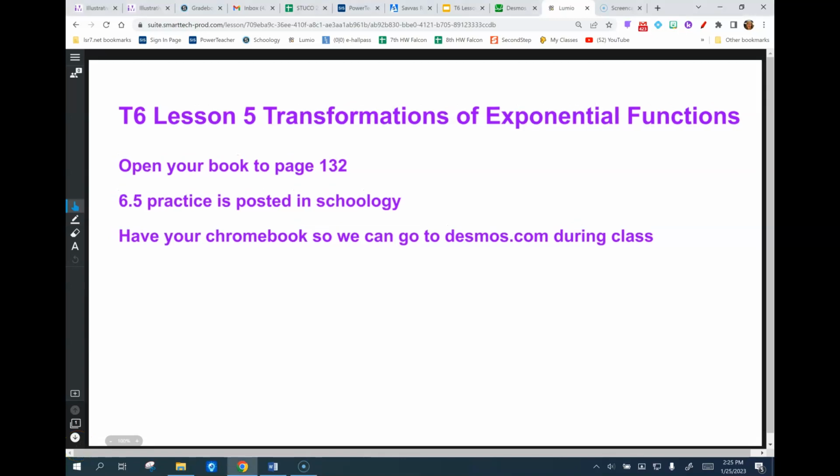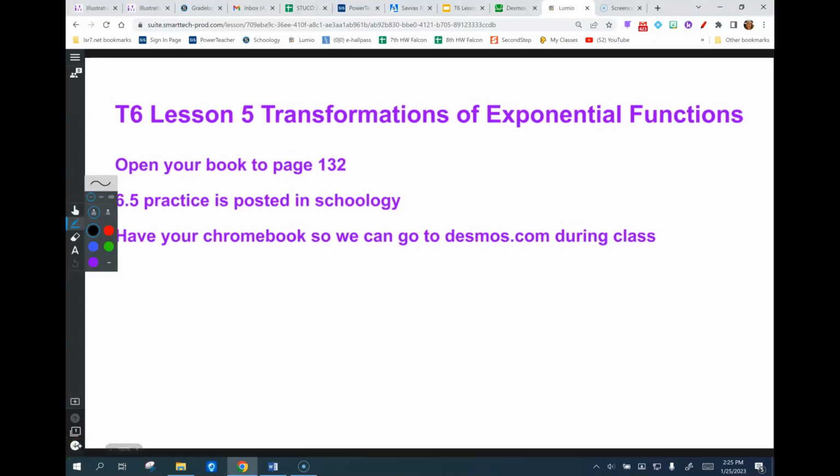So we are now on lesson 5, and lesson 5 is the last unit we will do in topic 6, and we're talking about transformations of exponential functions. Open your book to page 132. 6.5 is already out in Schoology. Your teacher will let you know when that is due.